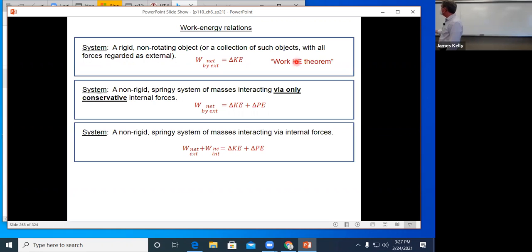Okay, so again, here's our running list of work-energy relations. Our good old friend now, the work kinetic energy theorem. Man, things were so easy when we were just dealing with rigid non-rotating objects, a particle. Then we took springy systems, and now we've just found out that, well, this really only works. We can only write it in this simple way if the internal forces are only conservative forces. And those are the only cases we've studied so far.